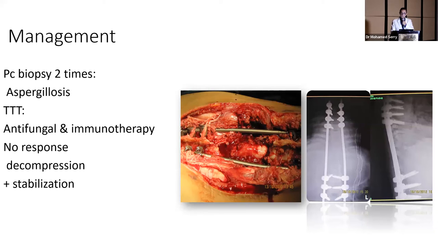Two years old, the child. Was it easy to apply the pedicular screws? Yes. Up and down? Yes. Okay.